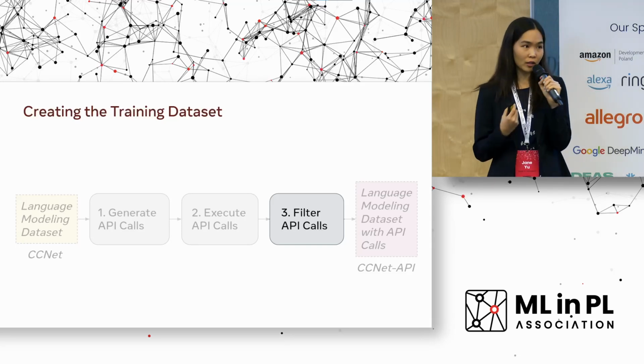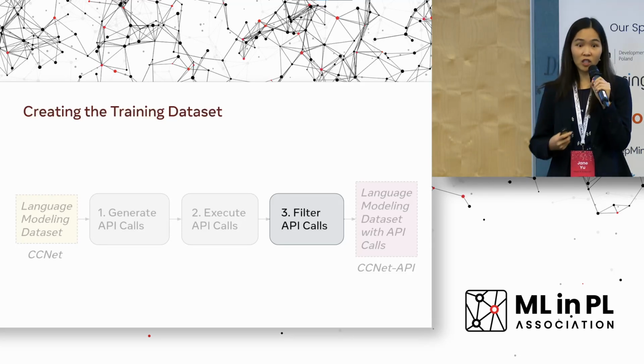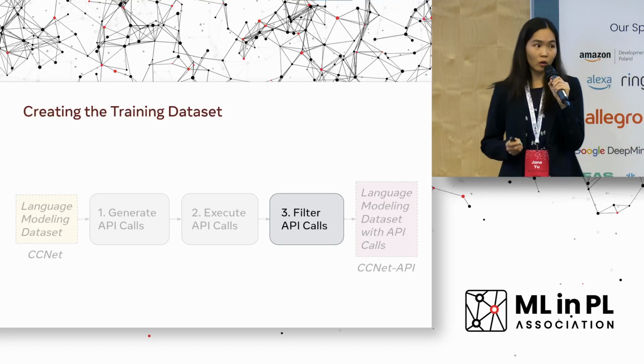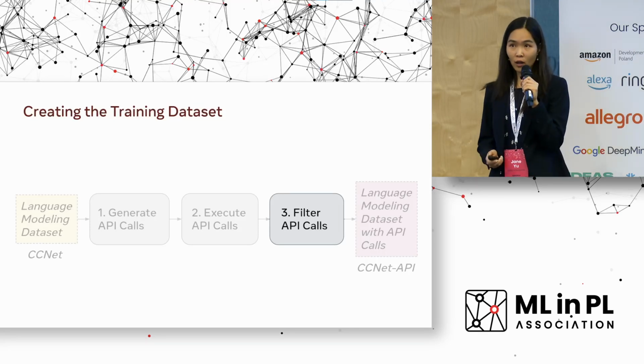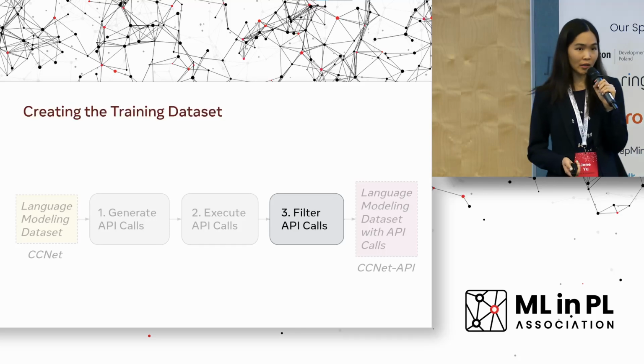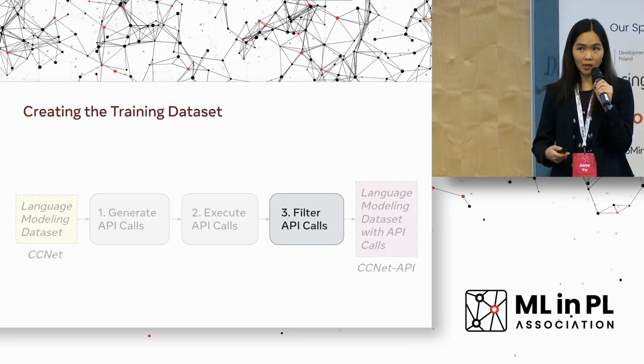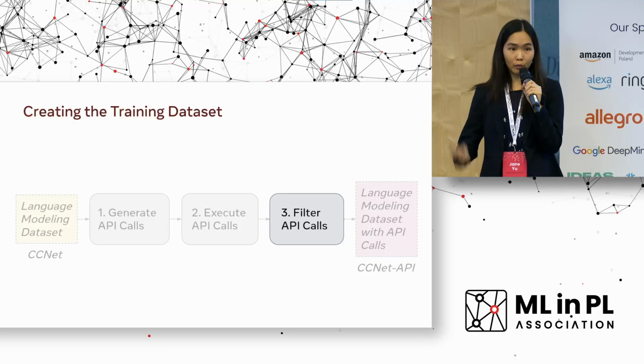Okay, and now we turn to the most important bit, which is to filter out those API calls. We want to make sure that this data set is of high quality, and we want to make sure that these API calls aren't just distracting or useless. We want to make sure that they're useful for completing the text.